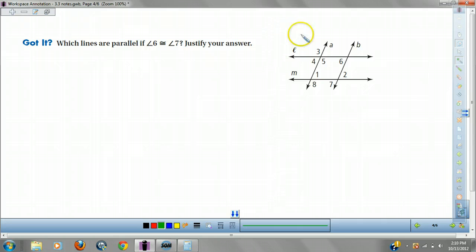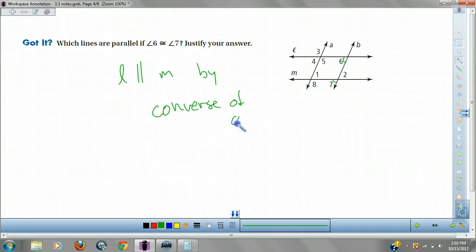Okay, similar question as before. We know 6 and 7 are congruent. What two lines are parallel? Well, B crosses through L and M, so we know B is not going to be involved in this. It looks like I have 6, and then I stay on the same side and go down here. That looks like corresponding angles. So I would say L is parallel to M by converse of corresponding angles theorem.